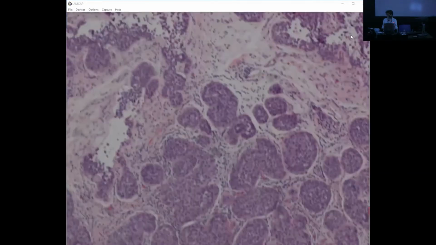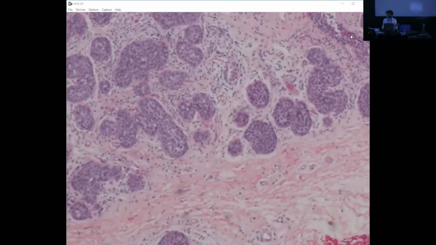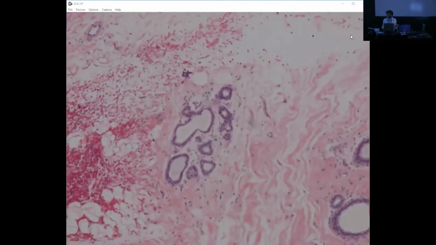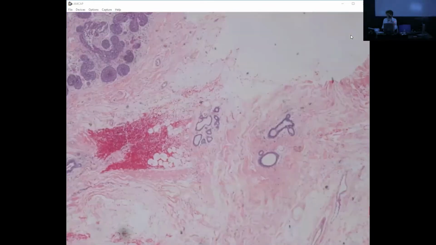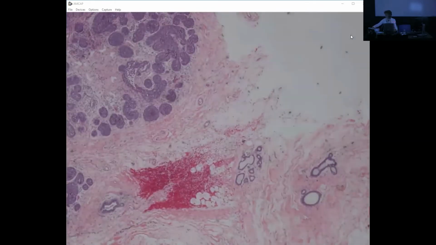This I would call classic LCIS, because all the acini are involved and there is expansion of all the acini. That's another thing. What is expansion? Again, always use the normal acini as a reference. At least that's what I do. And there is always a normal acinus nearby I can use. And these look enlarged, right?